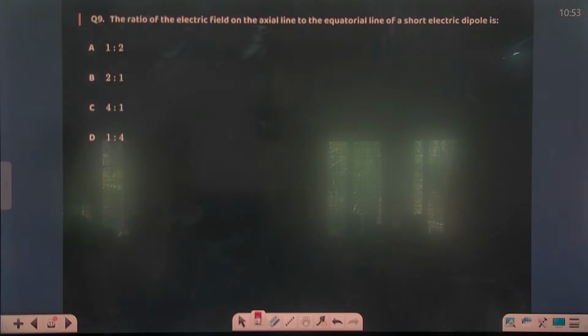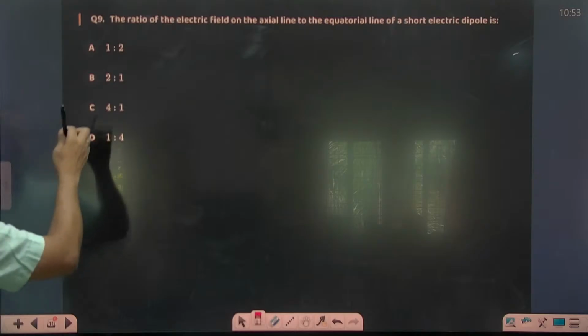Axial to equatorial, axial divided by equatorial, is 2:1.